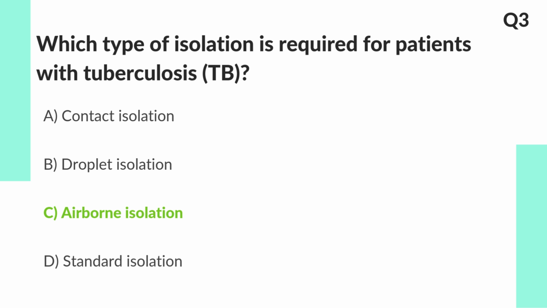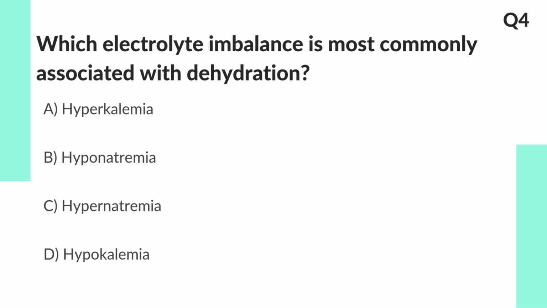Let's move to the next one. Which is the electrolytic imbalance that's commonly associated with dehydration? It's once again, as I was saying, crucial for you to learn and understand the question really well. Let's have a look at the answer here. They are asking for the most common. So if you look at the options, you could actually be thinking hyperkalemia can be an option. Hypokalemia could also be there, but natremia, or the loss of sodium, is the most common one.